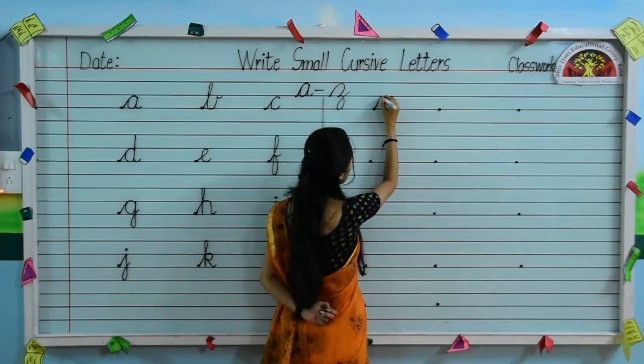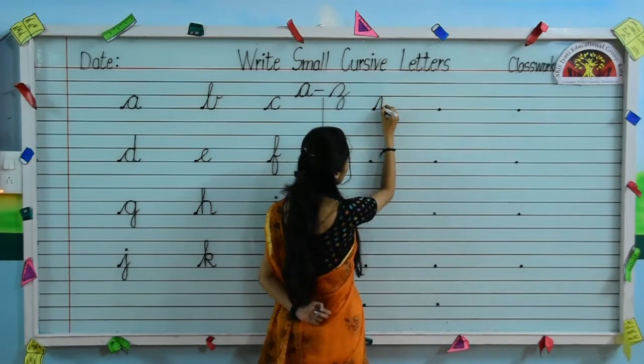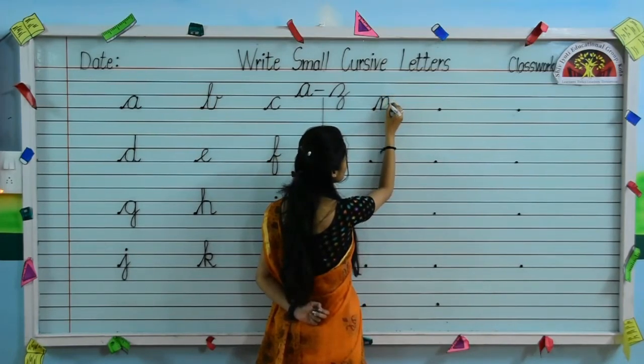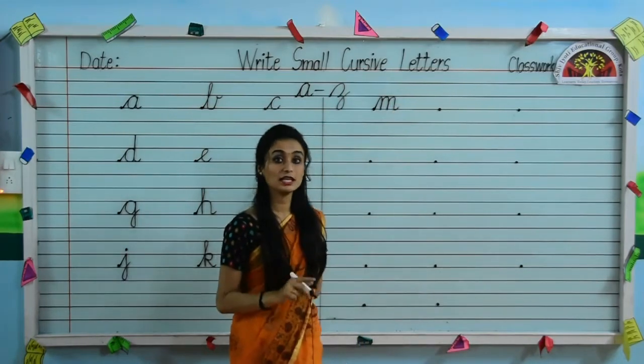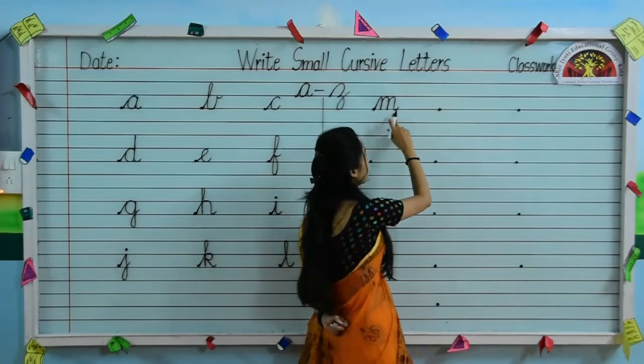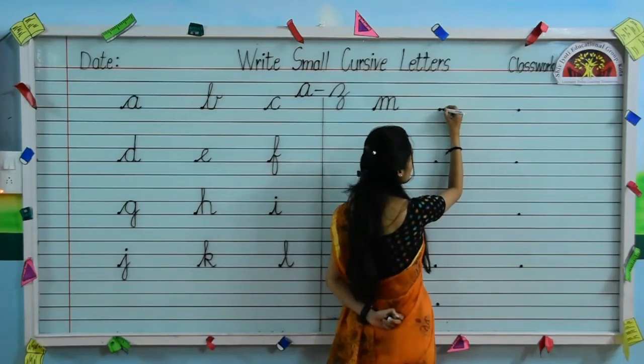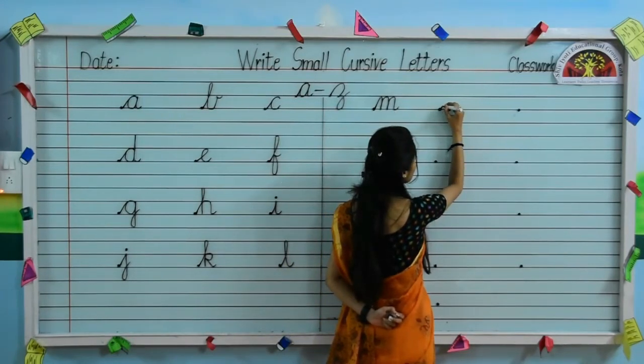Now slanting line up, come down straight, go back, make a curve, go back again make a curve, touch the third line and out like this. This way you have to write your letter M. Come on the next dot.